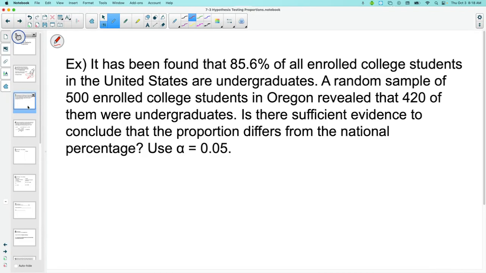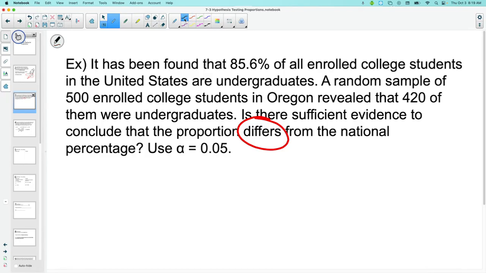So saying most people that go to college are undergrads makes sense, right? Because they get their 4 years and they're like, I'm done, I'm not going on anymore. So they wanted to see here, in Oregon, is that different than what they reported? Is my group, the group in Oregon, different than what this other national average said?